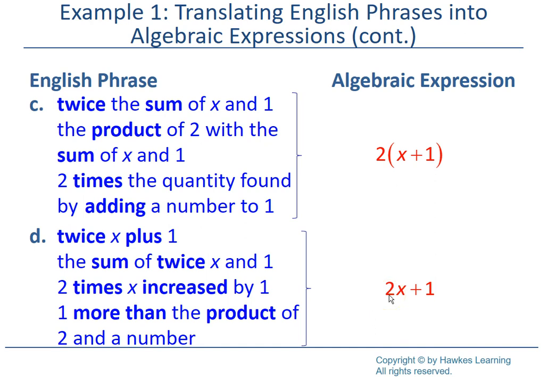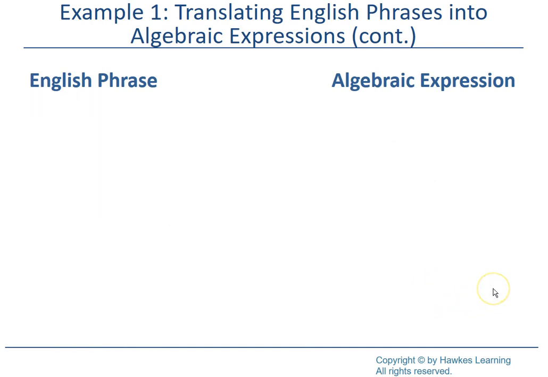Okay, so twice x plus 1. That's the easiest way. Or 1 added to 2 times x. Usually we put the variable in front, but you have to be careful that it reflects properly on what you're trying to show here. Continuing.